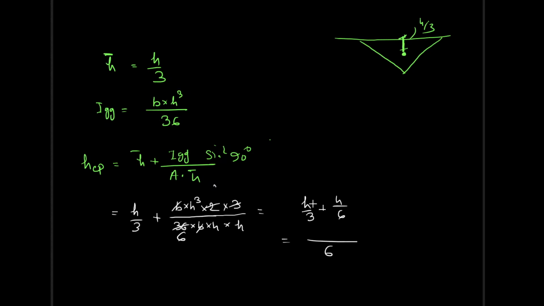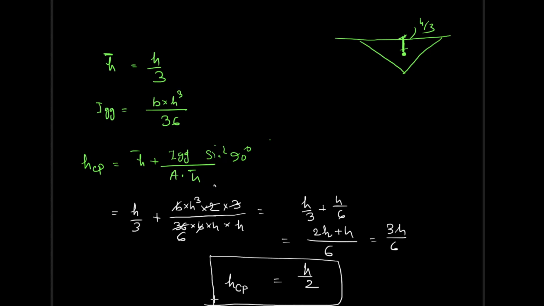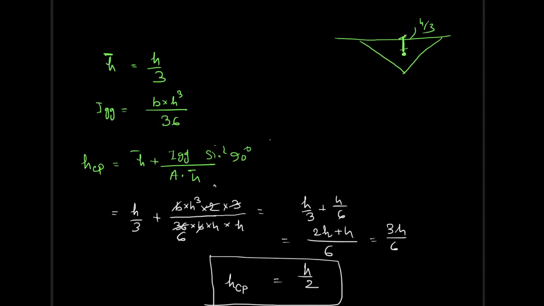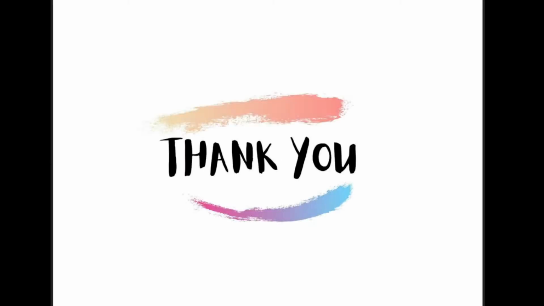So this 6 will be 2, h plus h, it will be 3h by 6, and it will come out as h bar. So the center of pressure for a vertical triangle which is at the surface will be h by 2. So this is the right answer for the question, and yes, we got the answer.